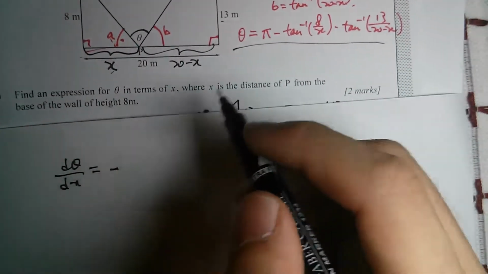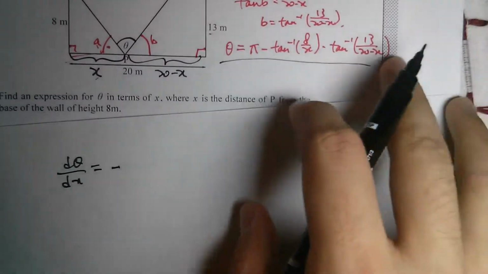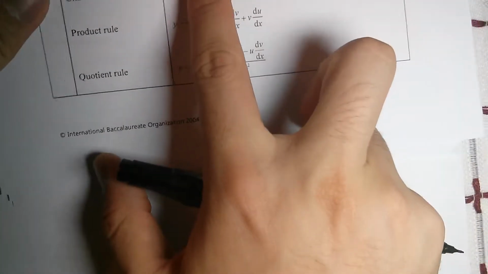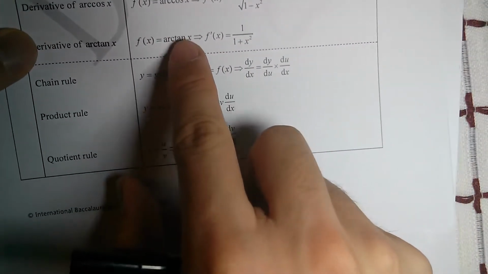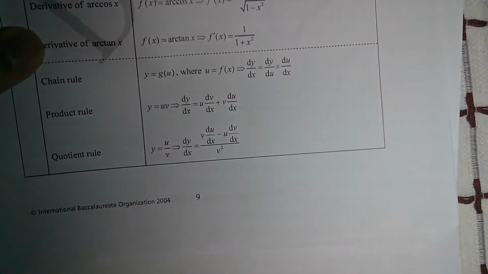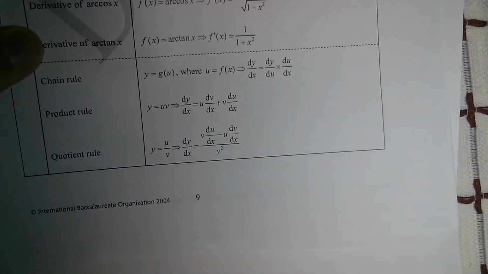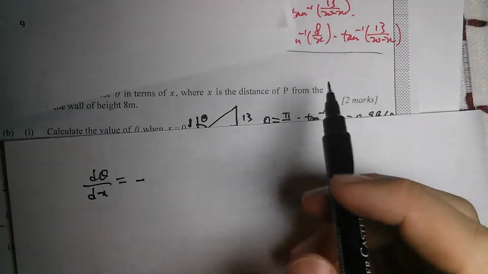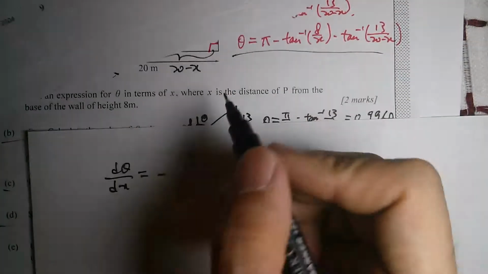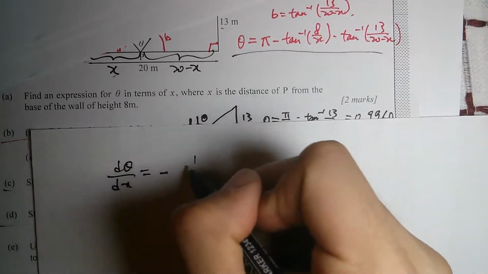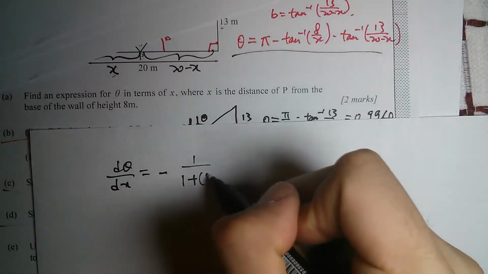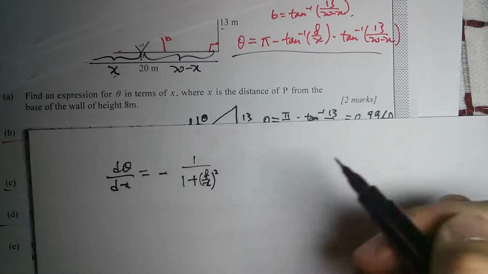One of the greatest characteristics of the IB examination is that you get a formula booklet, so you have to know what you have in the formula booklet. You actually get the derivative of arctangent. The derivative of arctangent x is 1 over 1 plus x squared. So we will do that. So it is 1 over 1 plus x squared, where this is x. Is that it?